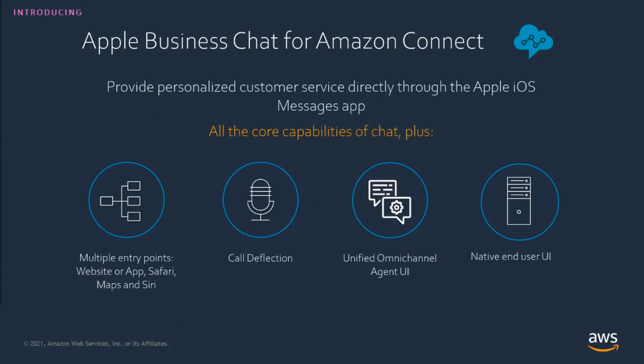We're also making it easier for iOS users to engage with Amazon Connect with Apple Business Chat for Amazon Connect. By registering your phone number with Apple Business Chat, users that are using Maps, Safari, or Search can tap the messages icon to start a chat instead of initiating a phone call, meaning users can leverage the chat channel while using the same familiar Messages app.